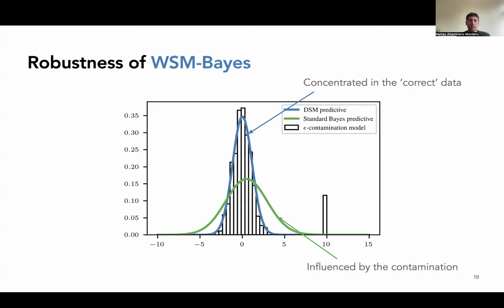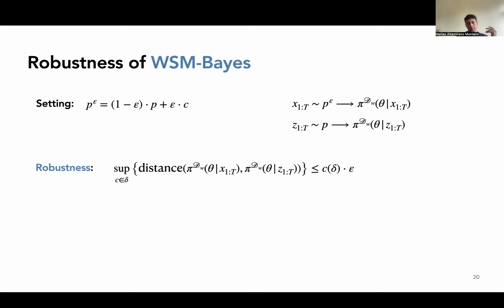So what about robustness? Here we have an example. This is what kind of robustness we meant. We mean robust to Huber contaminations, which means that you have a bulk of data here that you really want to concentrate on, and you have some epsilon contamination. So with epsilon probability, you will observe some contamination here at 10, but it could be any distribution that is far from the bulk of your data. So usually the standard Bayes posterior will be influenced by these outliers, whereas in our case, we will concentrate under the true data generating process.